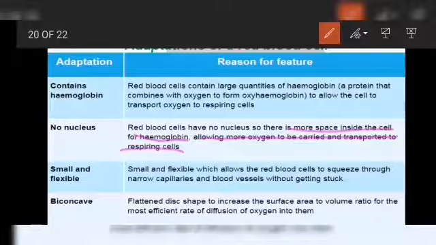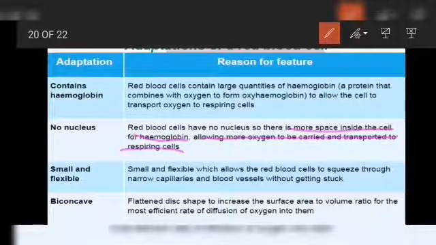Small and flexible. The red blood cells are small and flexible, which allows them to squeeze through narrow capillaries and blood vessels without getting stuck.